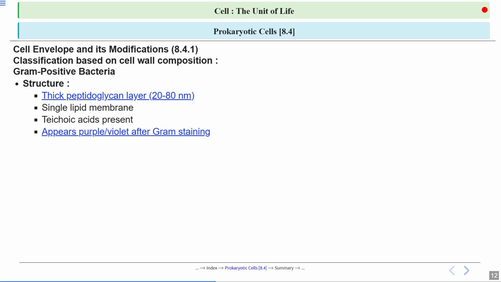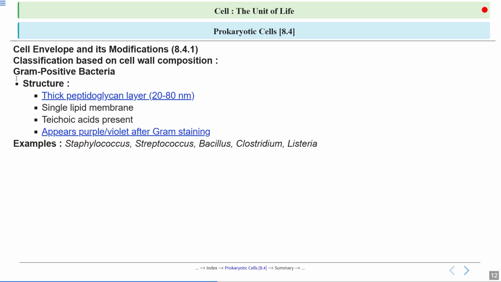So, in gram staining, what do you do? Obviously, this gram staining was discovered by Gram. Okay, why do they appear purple or violet? So, when these bacteria are stained with crystal violet, they retain this dye. That's why they appear purple or violet. Okay, so you can see the peptidoglycan layer is quite thick. Because it is thick, it helps in retaining the crystal violet dye.